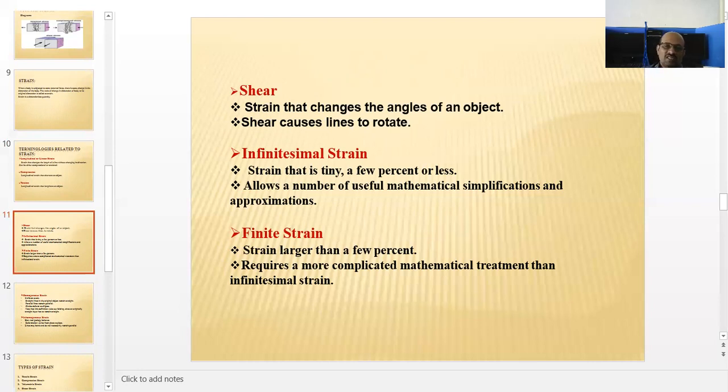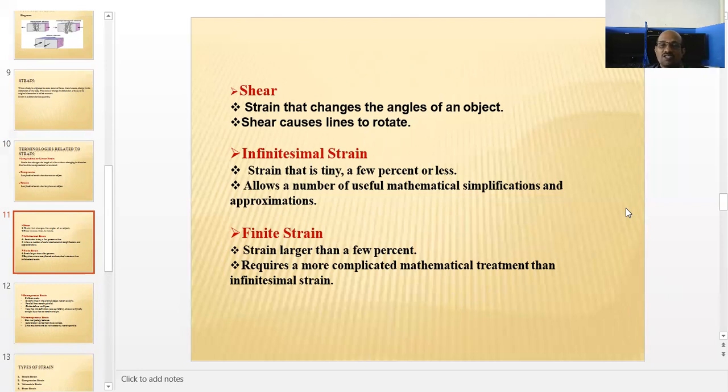Another strain is finite strain. In finite strain, the strain is larger than a few percent. Infinitesimal strains are very few percent, but here it is a larger percent. Whatever you take, the change in the length is a good percent, and the change in the diameter is much more. All these strains are used: shear strain, infinitesimal strain, and finite strain.